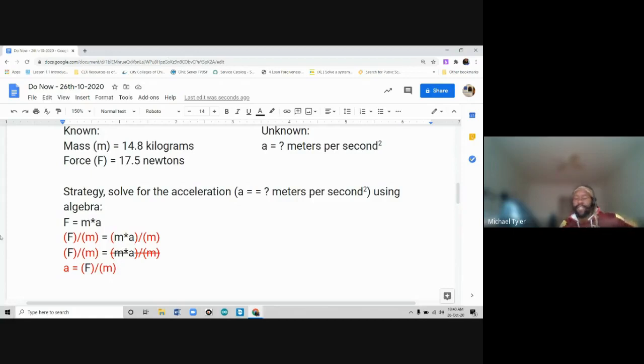That's why I crossed out. I took some time to explain that again very slowly. This strikeout means mass divided by mass. It turns into 1. 1 times anything is itself. So you end up with acceleration is equal to the force divided by the mass.